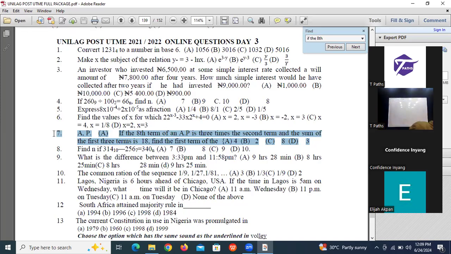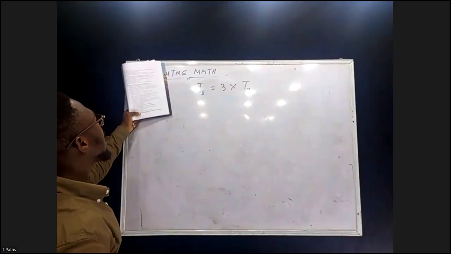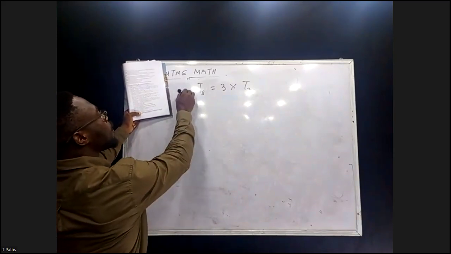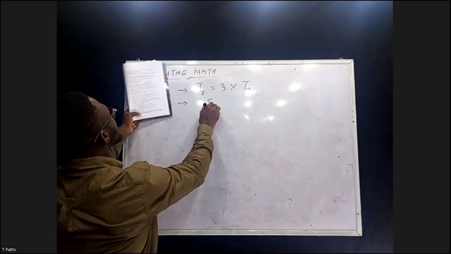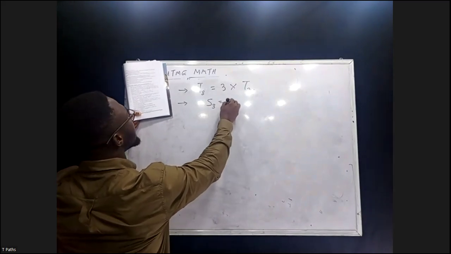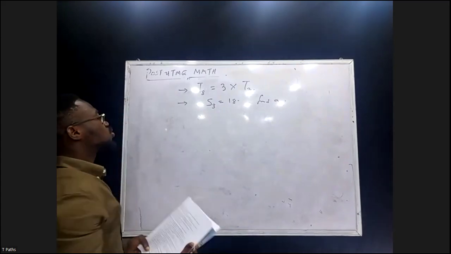Okay, so we have, if the 8th term, so we write T8. The 8th term is 3 times the second term. Can you see that? That's the first point we are given. We are also told that the sum of the first 3 terms is 18. We are told to find what? A. Very, very simple. So let's go.